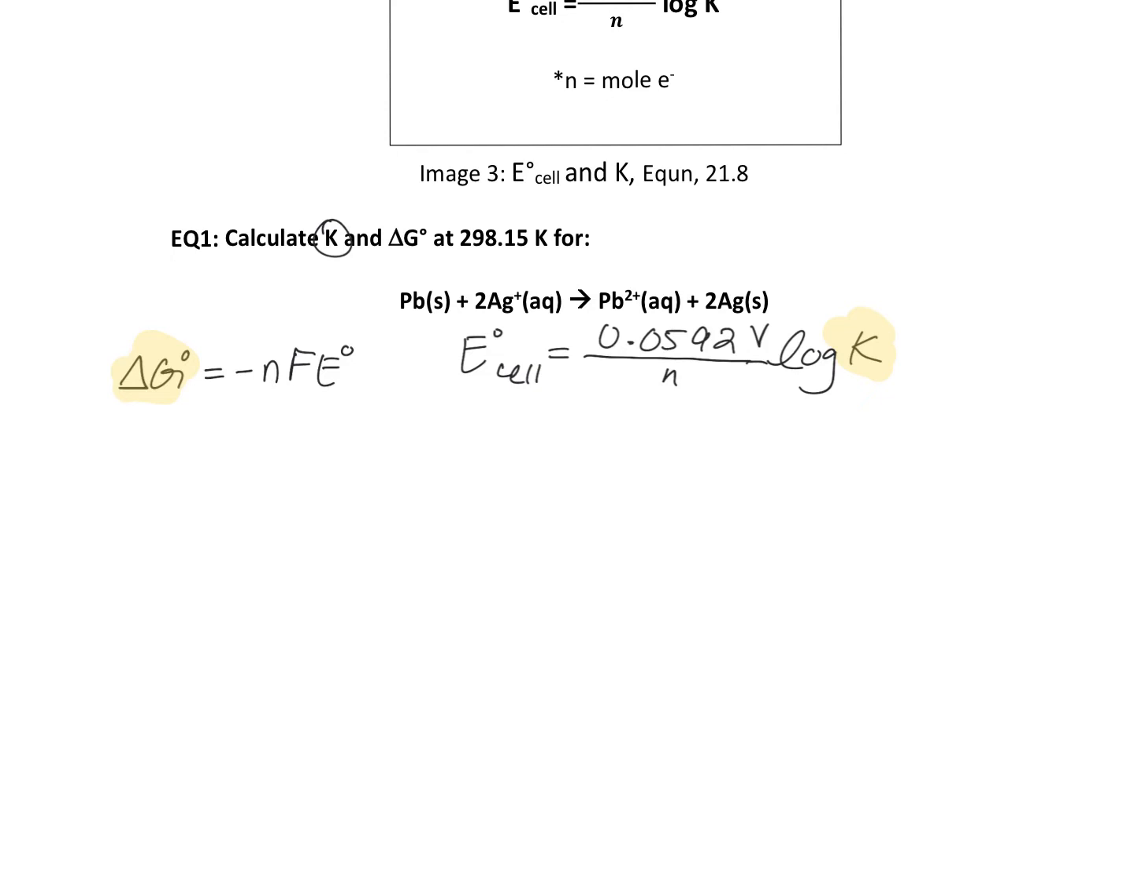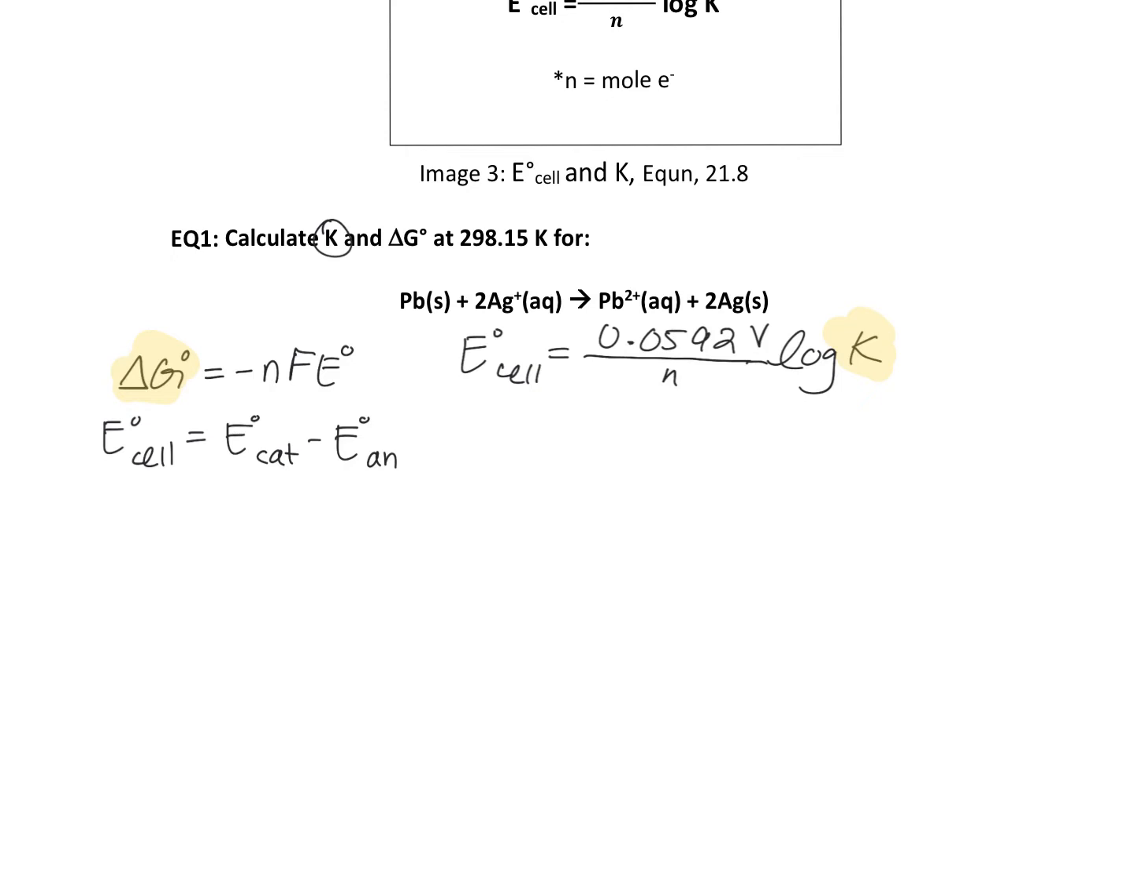Now we don't actually have E cell directly given to us in the problem. But if I look at my equation sheet, I know that E cell at standard state is equal to E cathode minus E anode. So what I'll need to do is look at the standard reduction potentials for lead 2 and for silver ion. First, let's just identify what our cathode and our anode are without looking at those values.